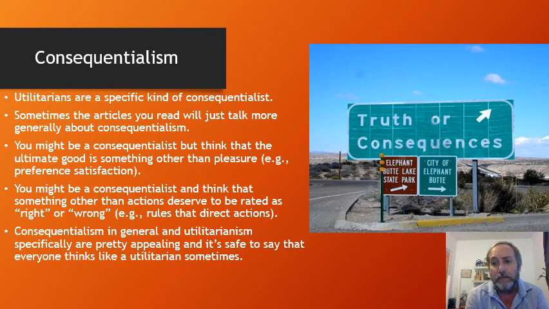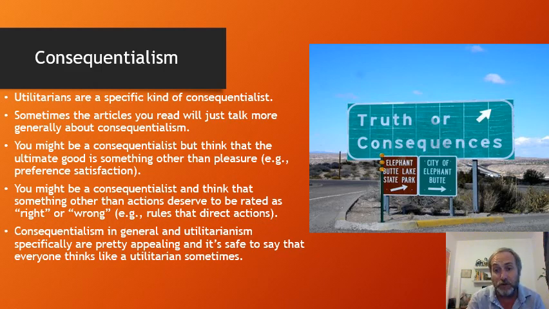So we'll hear a lot about consequentialism in this course, right? Which again is sort of a broader category than utilitarianism. All utilitarians are consequentialists, but there's other kinds of consequentialists. So maybe you don't think that pleasure and pain is the consequence that we care about. Maybe you think it's something else. Preference satisfaction is a popular one.